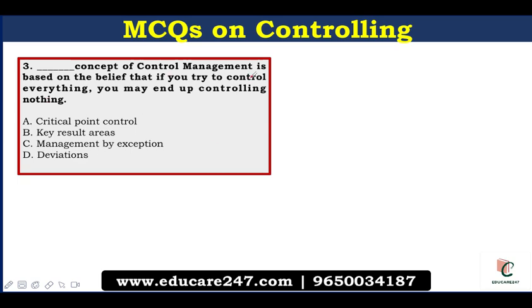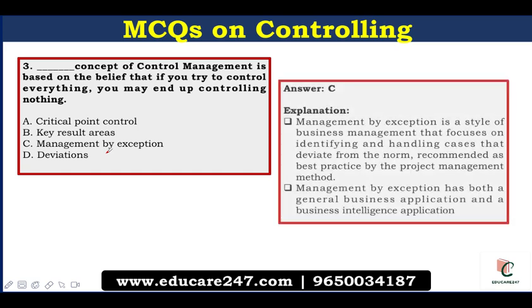Dash concept of control management is based on the belief that if you try to control everything, you may end up controlling nothing. And the options are A. Critical point control, B. Key result areas, C. Management by exception, or D. Deviations. So the correct answer here is C. That is management by exception.